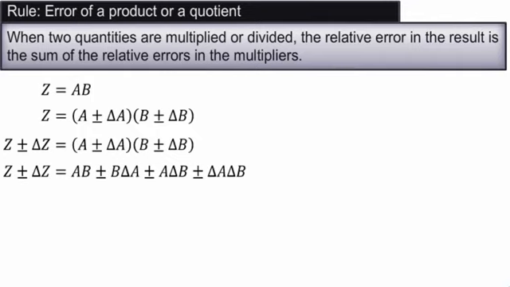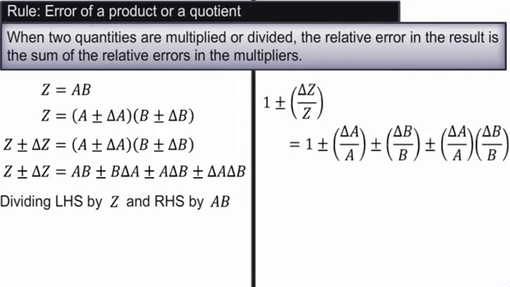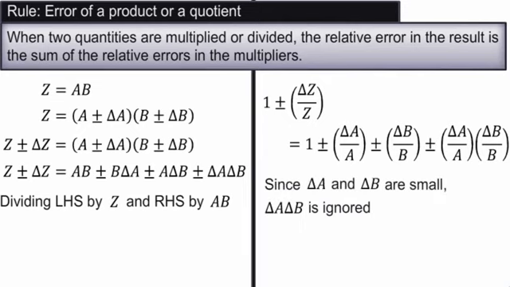Dividing the left-hand side by Z and the right-hand side by AB, we get 1 ± ΔZ/Z = 1 ± ΔA/A ± ΔB/B ± (ΔA/A)(ΔB/B). Since ΔA and ΔB are small, we shall ignore their product. Hence, the maximum relative error ΔZ/Z = ΔA/A + ΔB/B. This holds true for division as well.